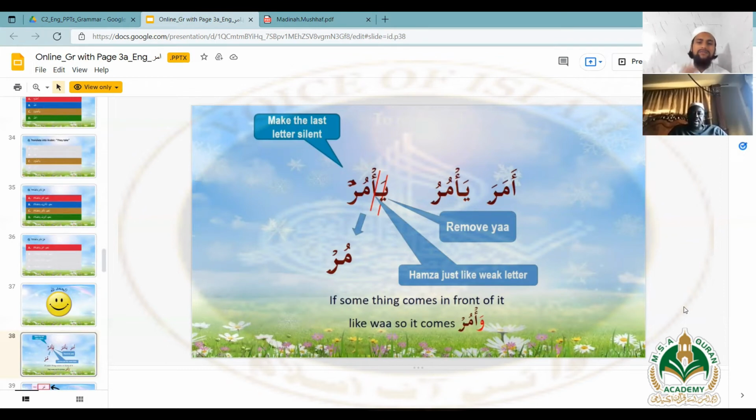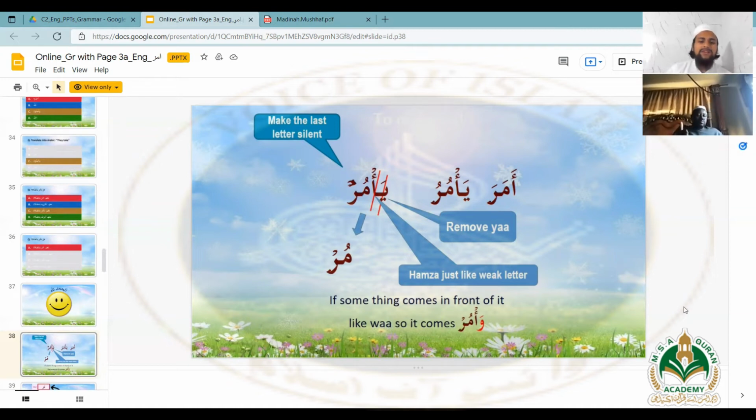Okay, now let's make the Amr. Amara, ya'muru. It became Mur. Why? Because it was Amara, then became ya'muru in mudari, so Ya is removed. And now the Hamza is in the beginning and it is already sakin, and Hamza behaves like a weak letter. So we remove the weak letter and it became Mur. So in the real shape, Mur.